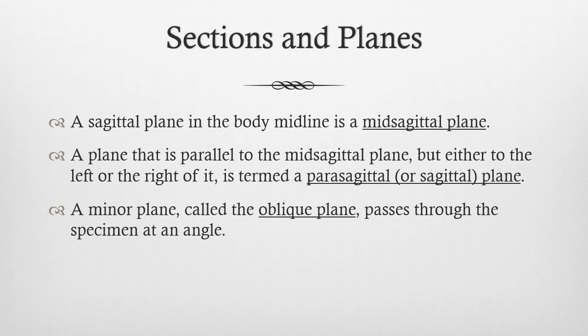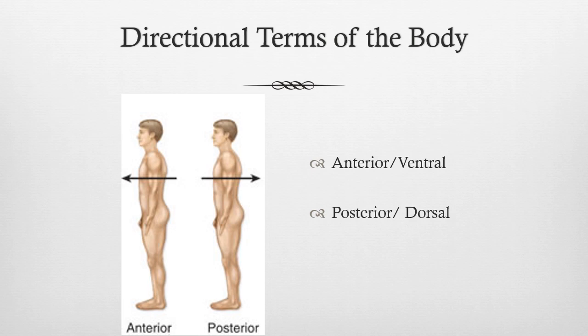And so this is one where it's not perfectly either a sagittal cut, nor is it perfectly a transverse cut. It's somewhere in between. And so an oblique plane combines those two and allows us to cut along two of those different pathways.